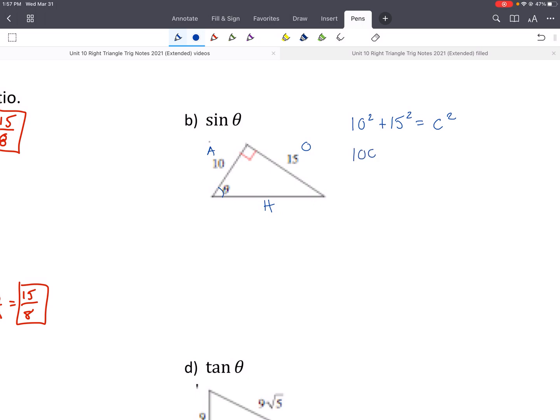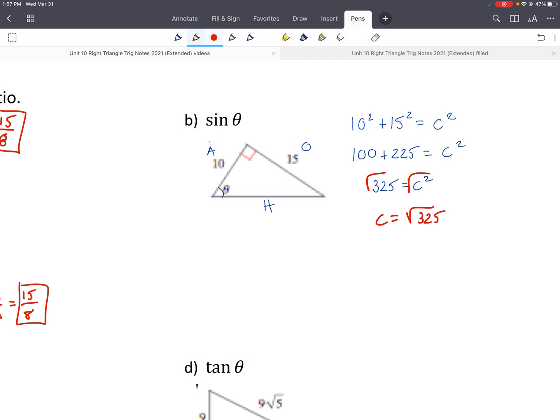So that's 100 plus 225 is equal to c squared. That's 325 is equal to c squared. And then we will square root both sides, and we'd get c is equal to the square root of 325.